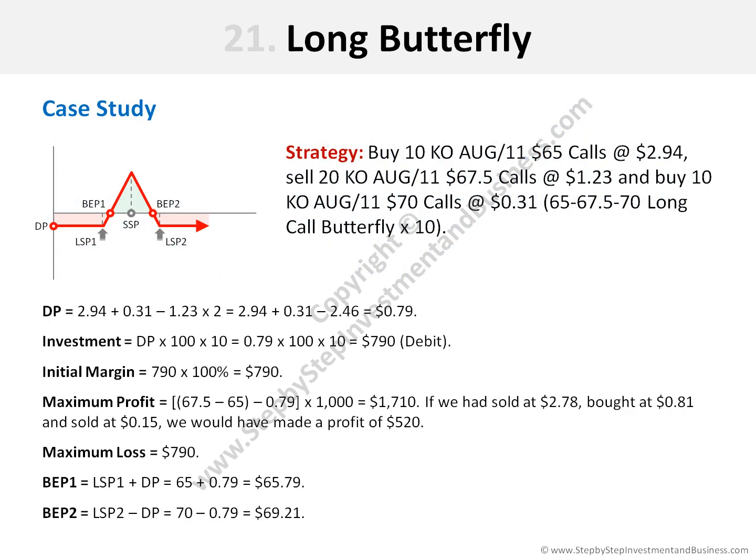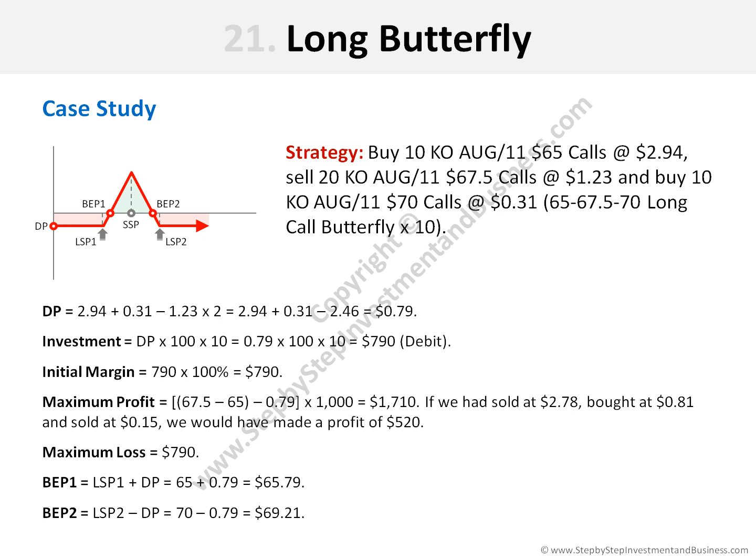Here we can see the numbers of our example. The strategy consisted of buying 10 Coca-Cola calls with a strike price of $65 and expiration in August 2011 at $2.94, selling 20 calls with a strike price of $67.5 and same expiration at $1.23, and buying 10 calls with a strike price of $70 and same expiration at 31 cents. That is, we placed a 65, 67.5, 70 long call butterfly times 10.